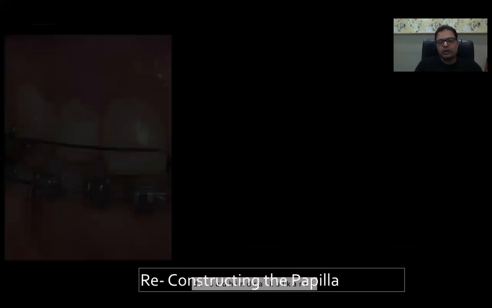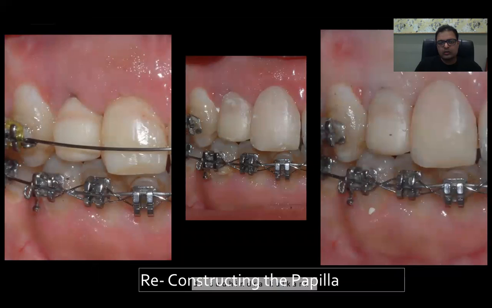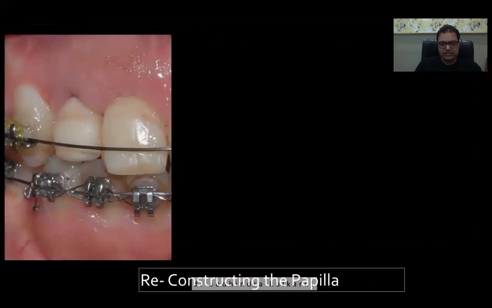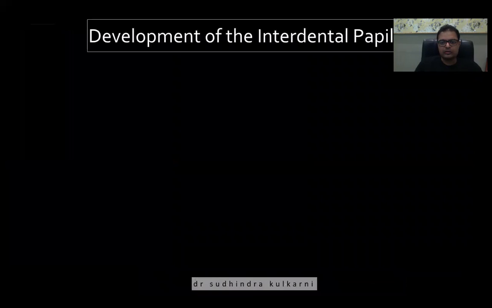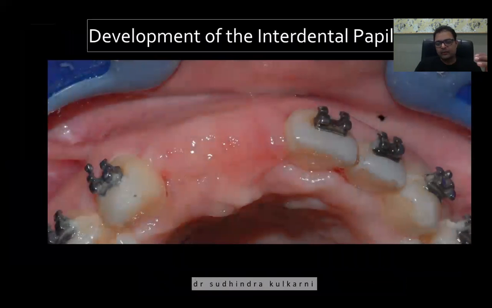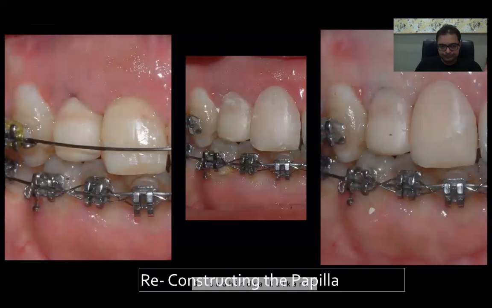Let's look at one more. I think this is the last case I will be presenting. This is a case of a missing central and lateral incisor. The patient had lost her teeth in a trauma. We had already done a round of block graft. The implants were placed. Now this is at the time of uncovering.